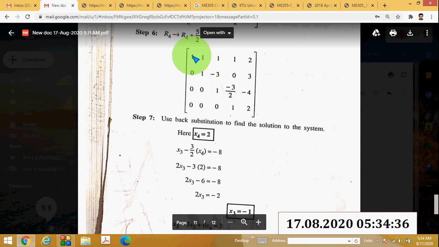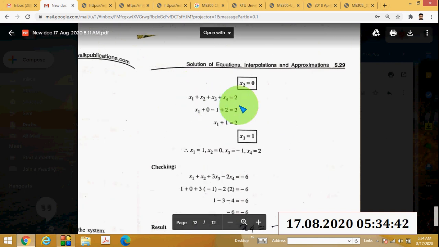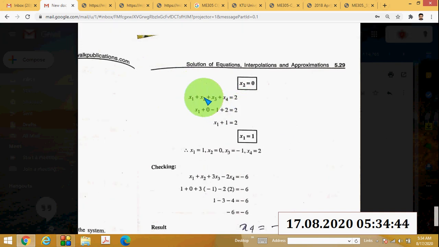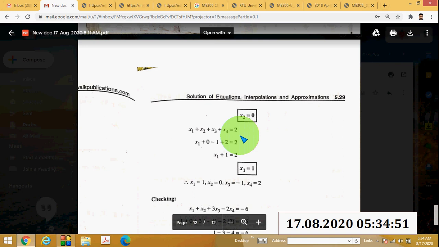Then the first row, x1 plus x2 plus x3 plus x4 is equal to 2. Substitute the values of x2, x3 and x4 here, and you will get the value of x1. So this is the method involved in the Gauss elimination method.